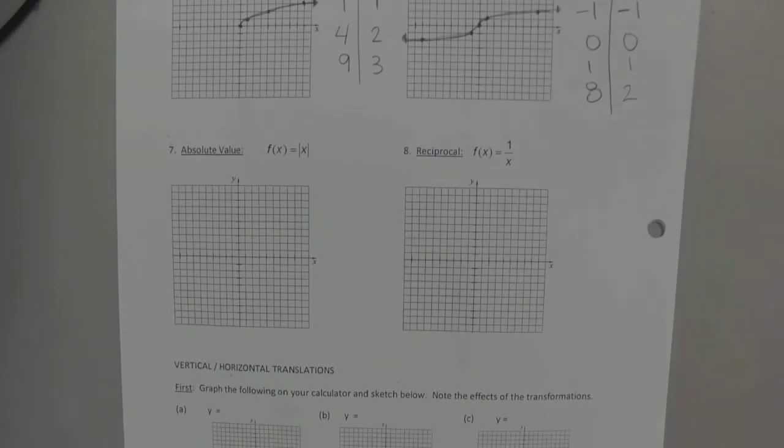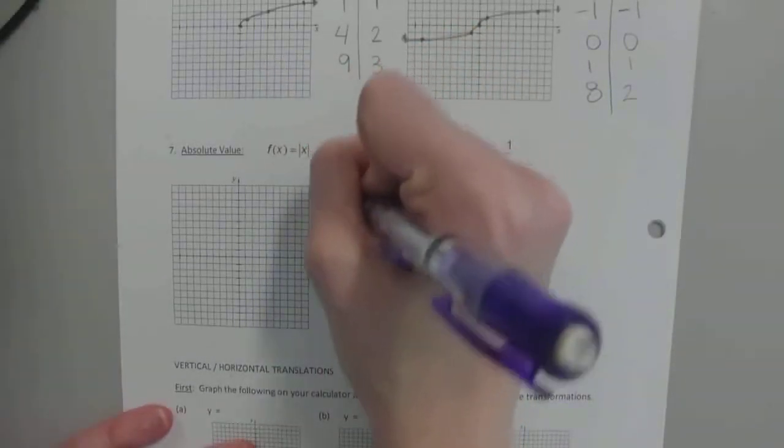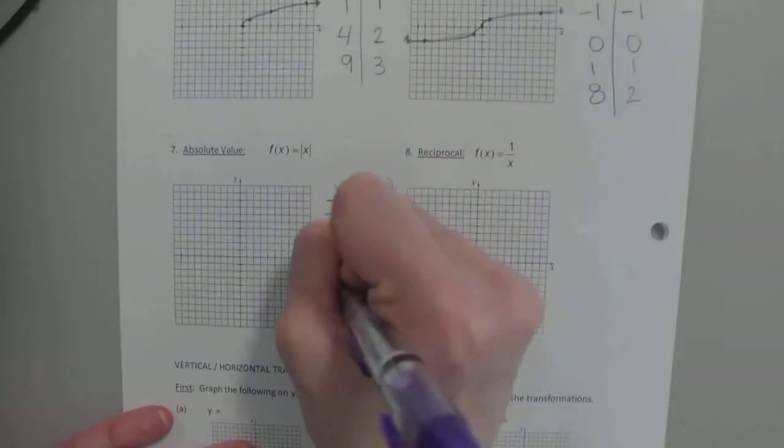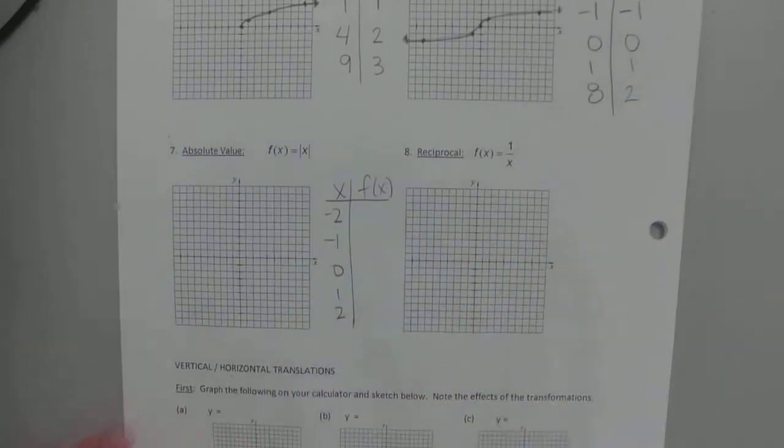All right, these last two are kind of weird. Absolute value we saw yesterday. I used it as an example for that y-axis symmetry, okay? So I'm going to go back to my typical x values, negative 2, negative 1, 0, 2, okay?